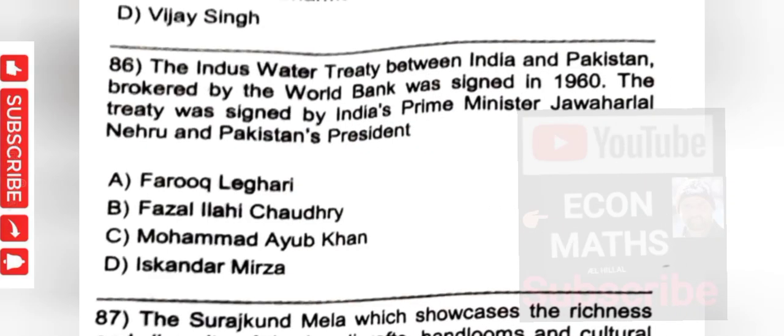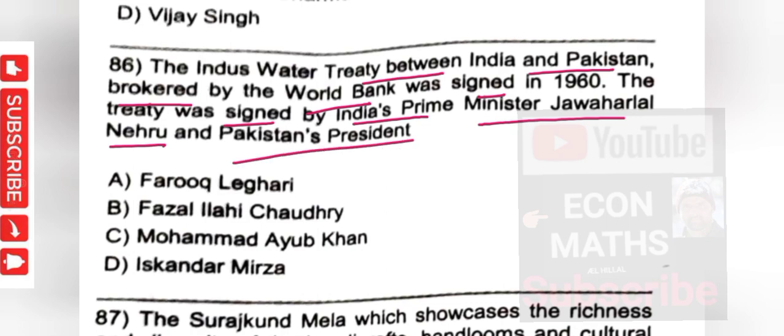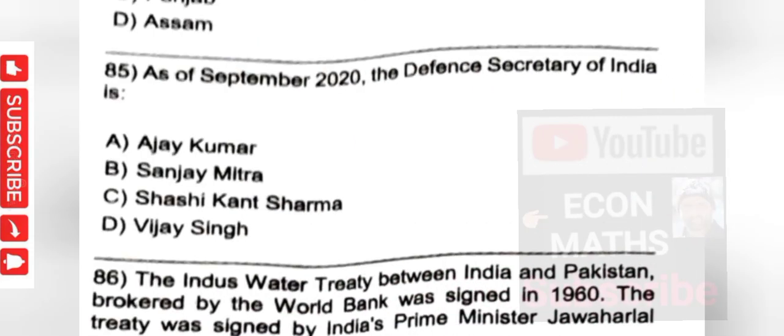Next question is the Indus Water Treaty between India and Pakistan brokered by the World Bank was signed in 1960. The treaty was signed by India's Prime Minister Jawaharlal Nehru and Pakistan's President. At that time, the President of Pakistan was Muhammad Ayub Khan. The correct option would be C. Next question is as of September 2020 the Defense Secretary of India is. The options are Ajay Kumar, Sanjay Mishra, Shashikant Sharma and Vijay Singh. I guess the correct option is Ajay Kumar.